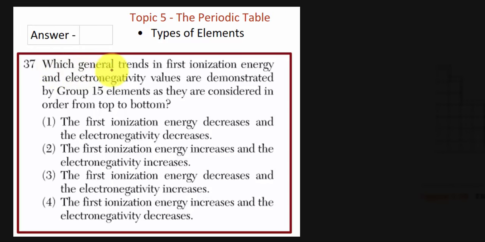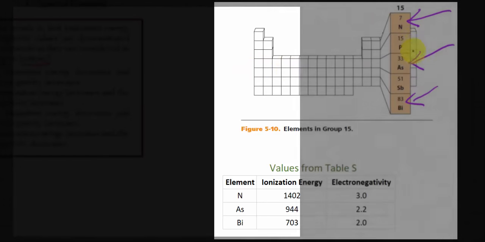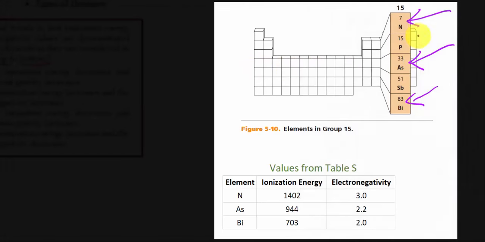Question 37. Which general trends in first ionization energy and electronegativity values are demonstrated by group 15 elements as they are considered in order from top to bottom? To help with this question, I've cut out a small piece of the periodic table and indicated the 3 elements in question here of group 15. And we've looked up the values from Table S that correspond to this particular question for the nitrogen, for the arsenic, and for the bismuth.